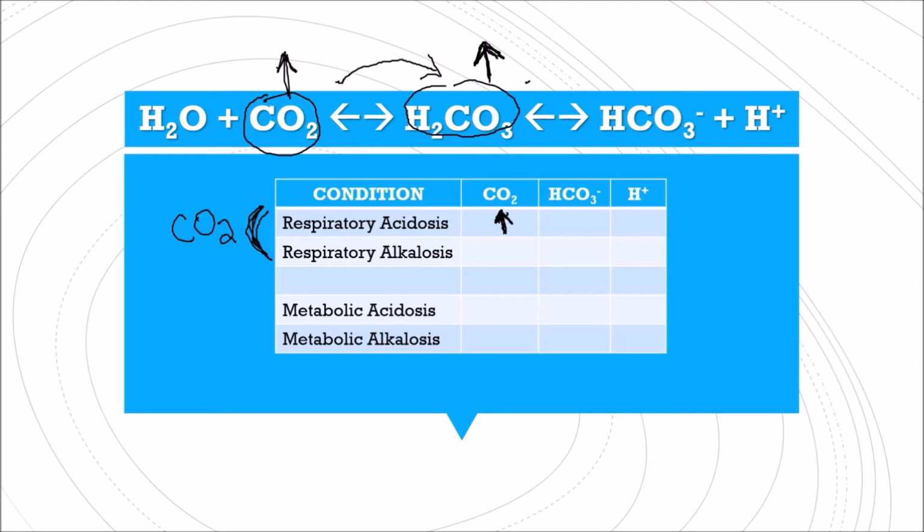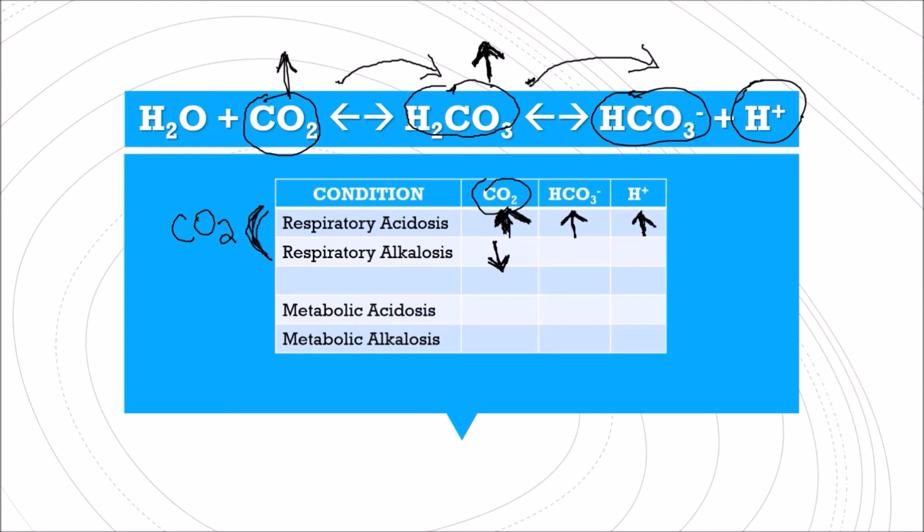And if your carbonic acid levels go up, then that's going to increase the amount of these, isn't it? Because there's more carbonic acid to split off into bicarb and your hydrogen ion. So down here in the chart, if your CO2 levels go up, then that means your bicarb level is going to go up and your hydrogen level is going to go up because of the excess of CO2.